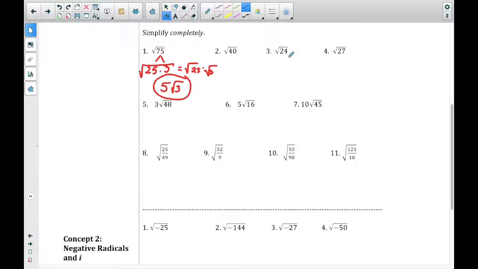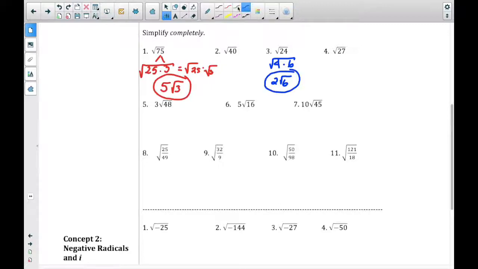So I think of my list of perfect squares, and you always want to find the biggest perfect square that will go in, but in this case, the biggest one that will go in is 4, and 4 goes in 6 times. The square root of 4 is 2, and so my answer is 2 root 6.